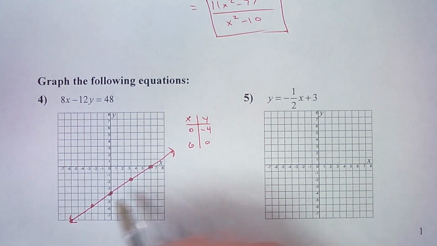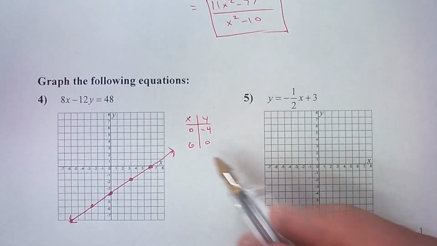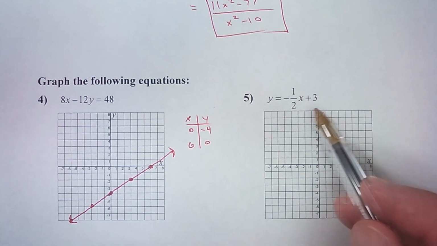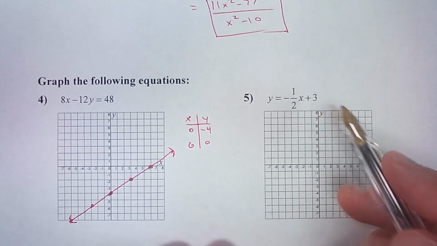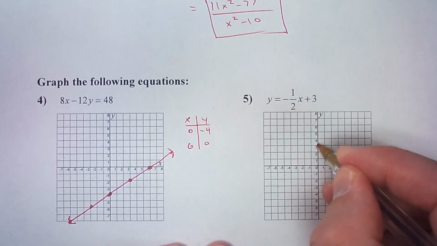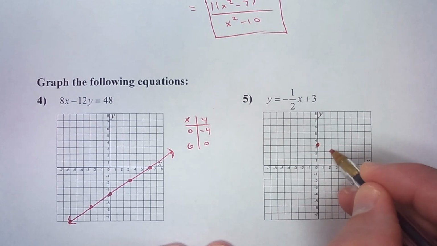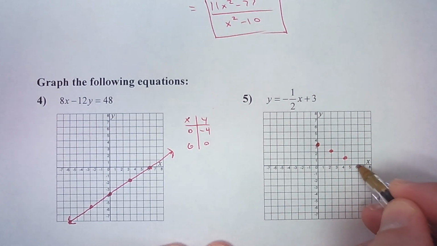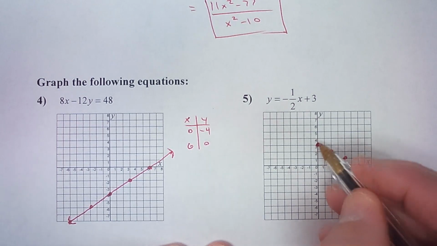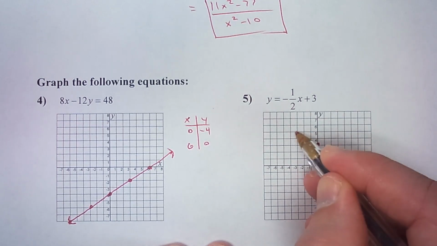Okay, we need to fill up the graph with as many points as possible to keep the slope and put arrows on each end. Here I'm in slope-intercept form, so the y-intercept is 3. The slope is negative 1/2, that's down 1 and right 2, as many times as I can fit on the graph, and up 1 and left 2 as many times as I can fit on the graph.